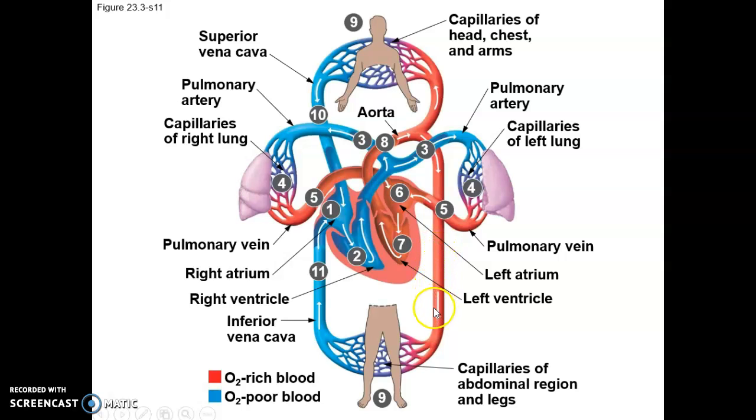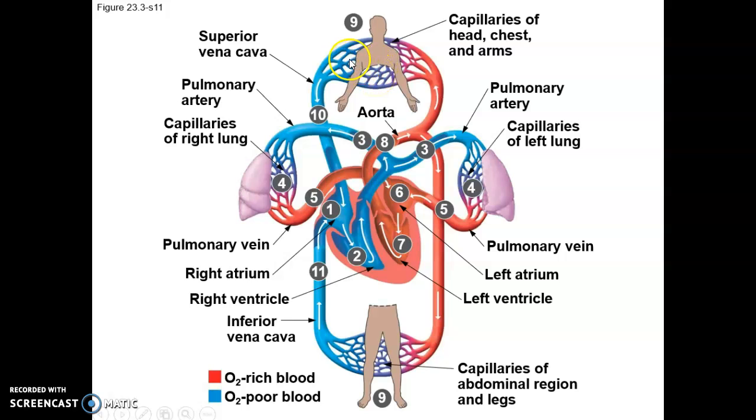arteries to arterioles, smaller blood vessels, smaller arteries. The blood percolates through capillary beds throughout the entire body. Here they're only showing a couple, but the capillary beds are throughout the entire body. There, the oxygen is dropped off, leaving the capillaries via diffusion. Carbon dioxide diffuses in the opposite way, going into the capillaries.